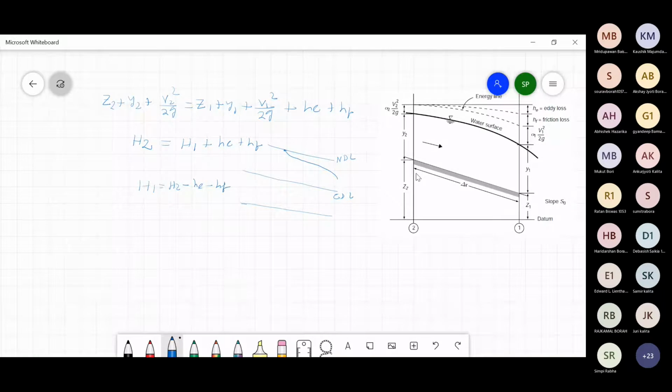During the solving of the problem, you just notice whether you are computing downward or upward. If you are computing upward, then you have to add this loss, HC plus HF. But if you are computing the profile downward, then you have to deduct this loss. Clear? Now for solving this problem also, we will make a table. I will show you how we make the table. Remember, this is an iteration method. In the direct step method, you are directly calculating the distance, but here you have to iterate. I will show you how you have to iterate.